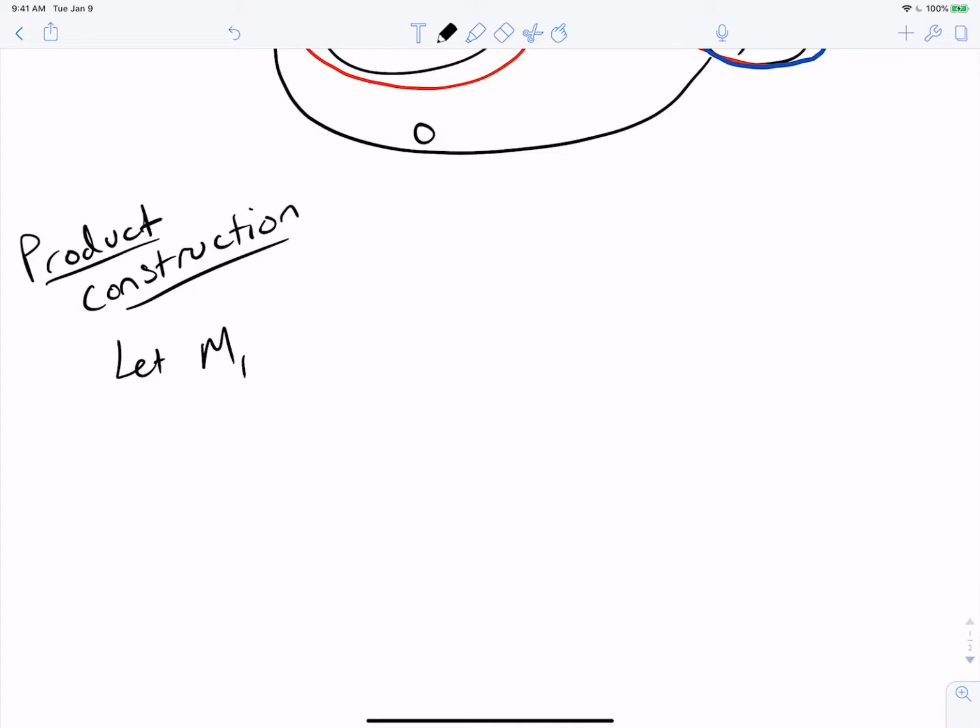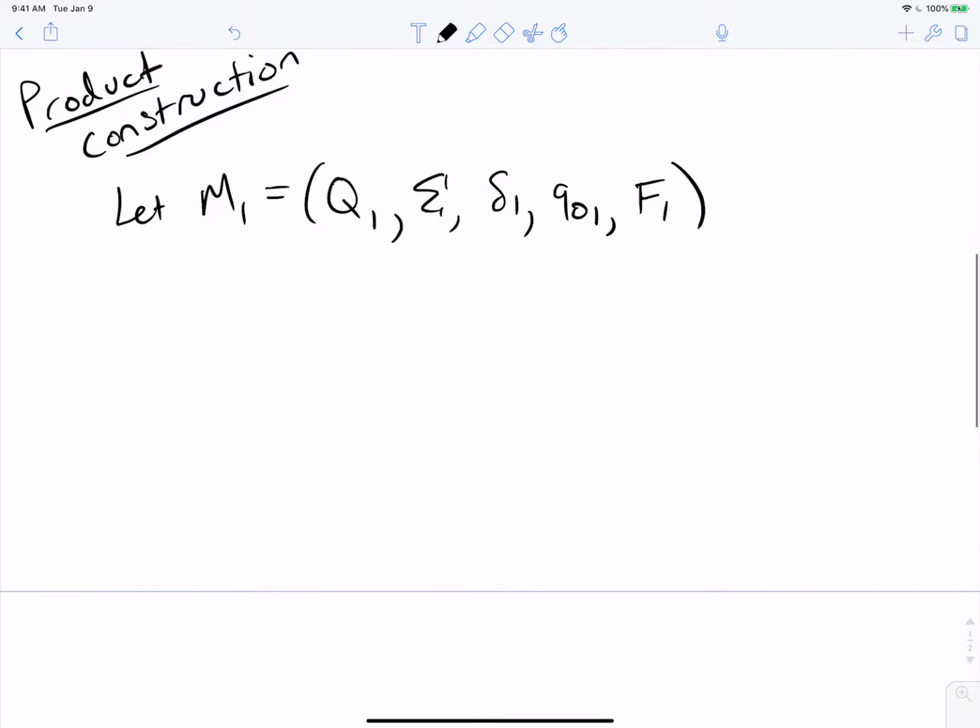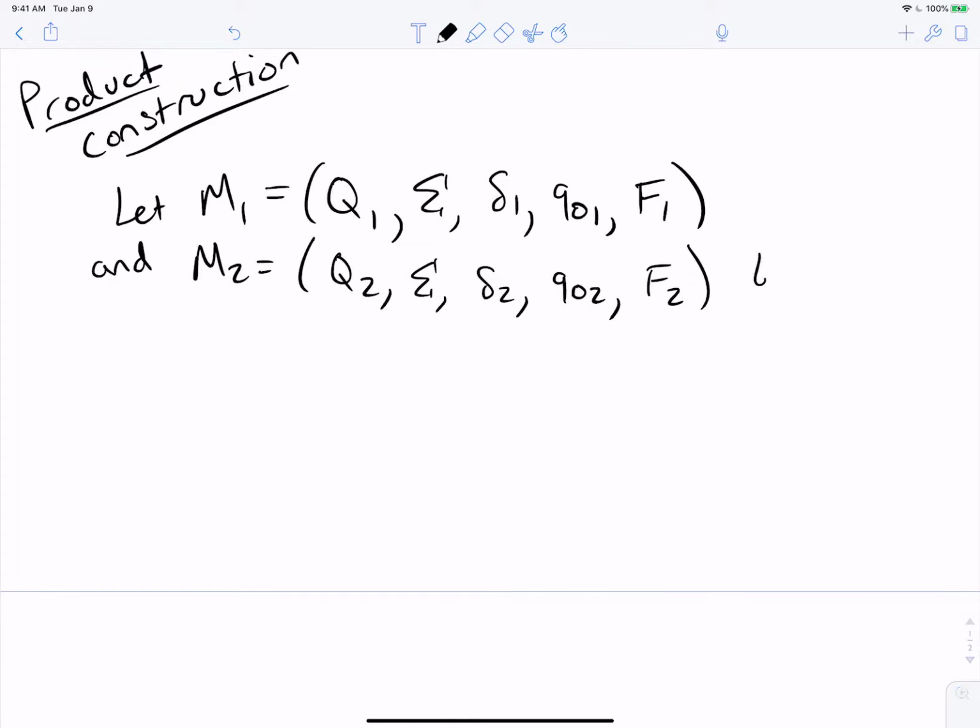Okay, so let M1 be a DFA. I'm going to call it Q1, sigma, delta 1, Q01, F1. And I'm going to have a second DFA, which is exactly the same, except it's now 2. So instead of Q1, it's Q2, sigma, delta 2, Q02, F2. And I'm going to call them DFAs.